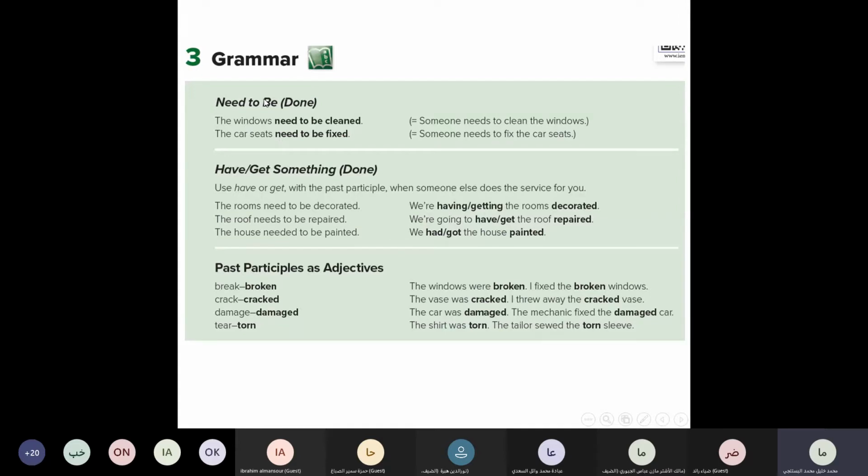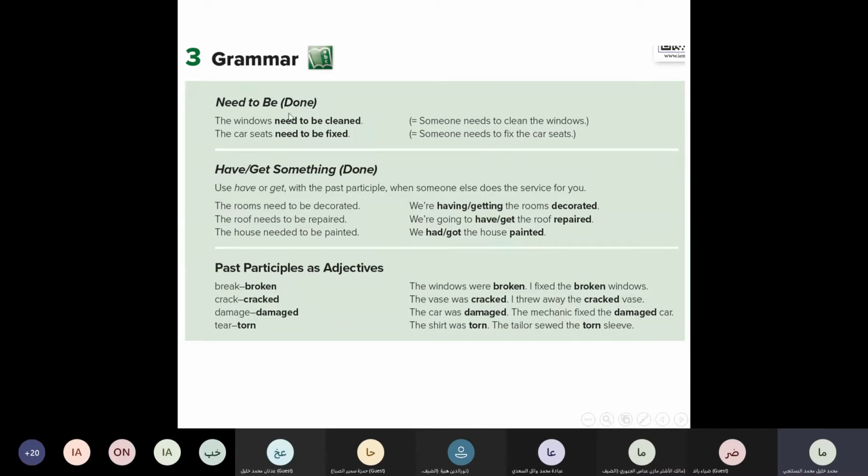Need to be done. Need to be done refers to what? Past participle. Who can read the first example? Adnan? The windows need to be cleaned. Good. You realize here the windows need to be cleaned. In other words, someone needs to or must or has to clean the windows.